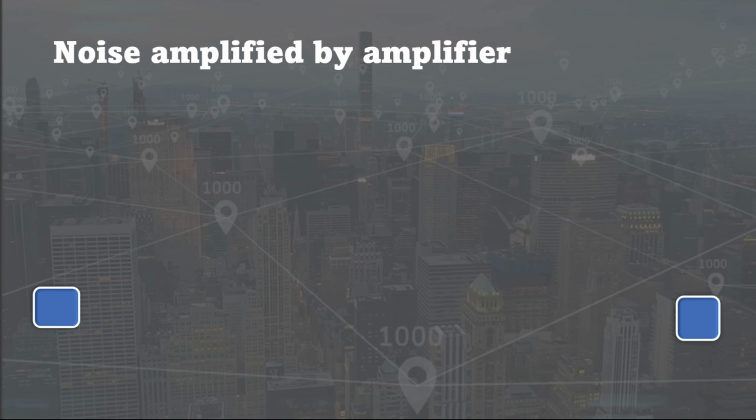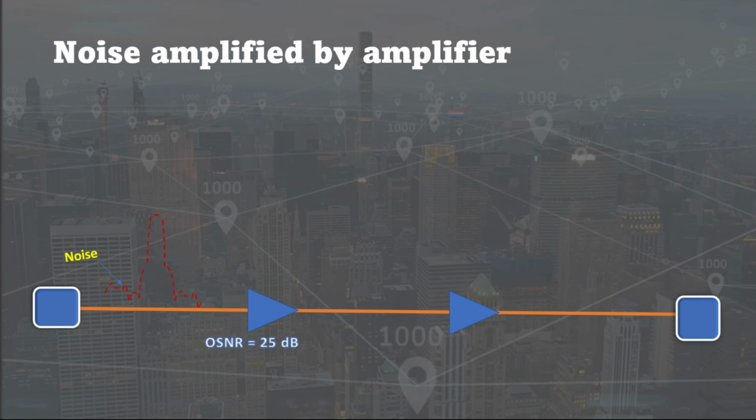Assume this to be a long-haul fiber WDM link, a link that is several hundred kilometers. Amplifiers are placed periodically, at repeated intervals, to boost signal power. Therefore, a signal can reach much farther. Assume at the first amplifier we have noise, and OSNR achieves 25 dB.